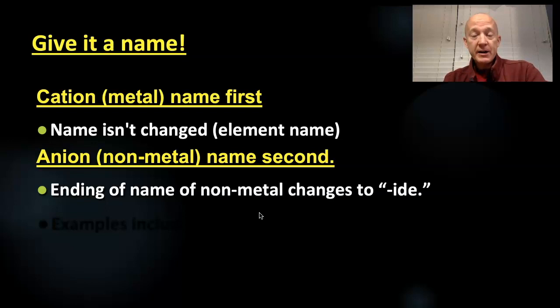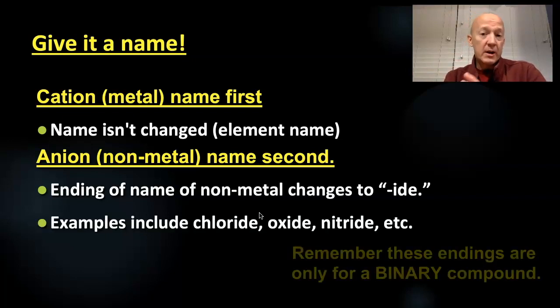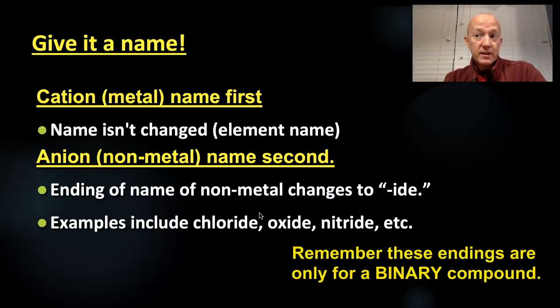And when we have a binary ionic compound like these, the ending of that nonmetal name is changed just a little bit. And you might have heard me say this along the way. We change the ending of the name to IDE. So instead of saying chlorine, we say chloride. Or instead of oxygen, we say oxide. Or instead of nitrogen, nitride. Again, this is for whenever we have a binary ionic compound, where only two elements are involved in that compound.